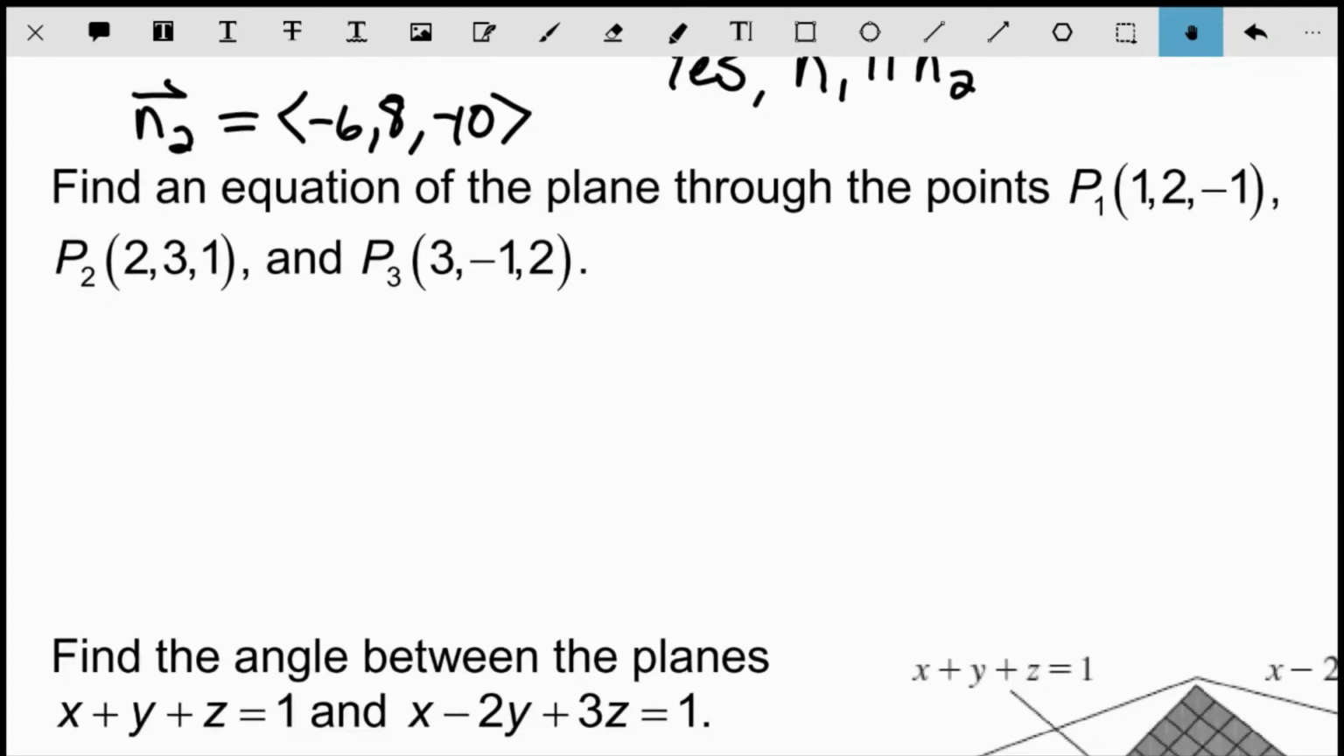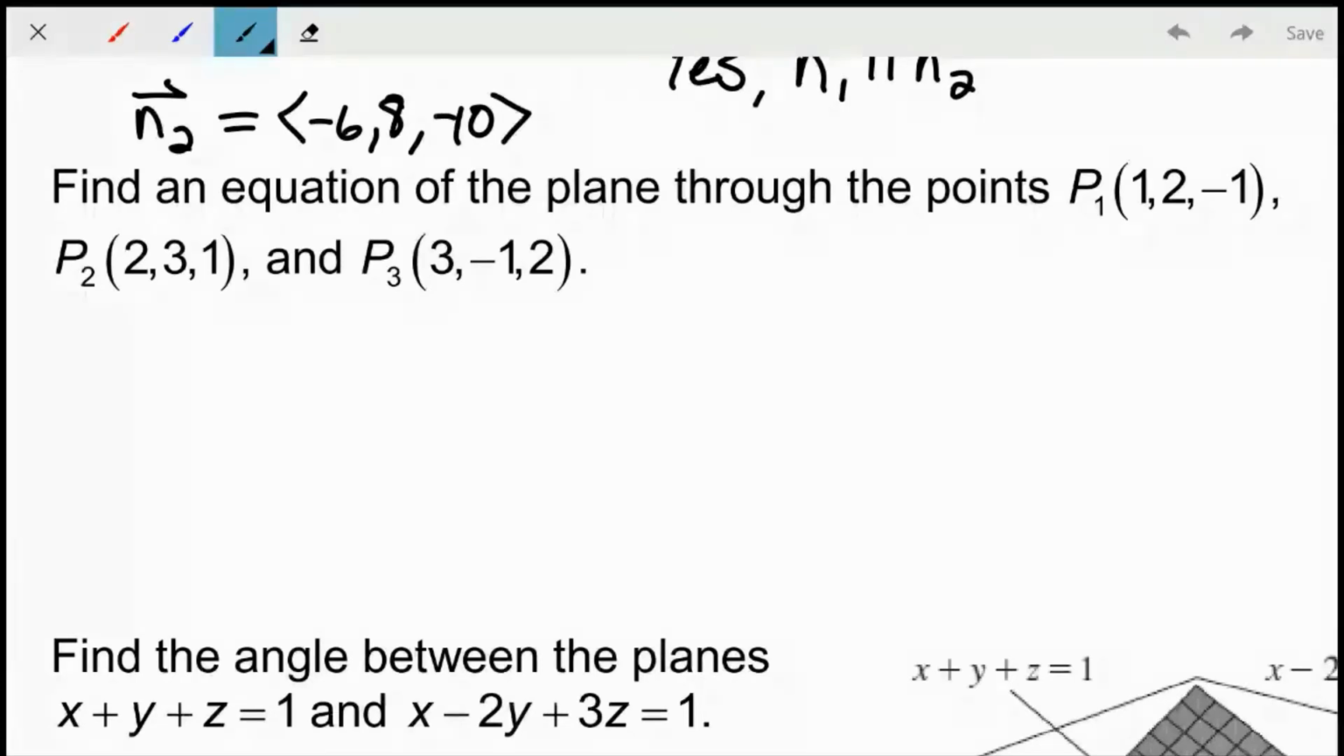Okay, so let's look at another one. In order for us to define a plane, we have to know 3 points within that plane. If all I have are 2 points, there's an infinite number of planes that can go through 2 points. But once I have a third point, that locks me into a single plane that would contain those 3 points. So if I want to find the equation of the plane, I'm going to need 2 vectors. Remember, we need to know a normal vector to get the equation of the plane.